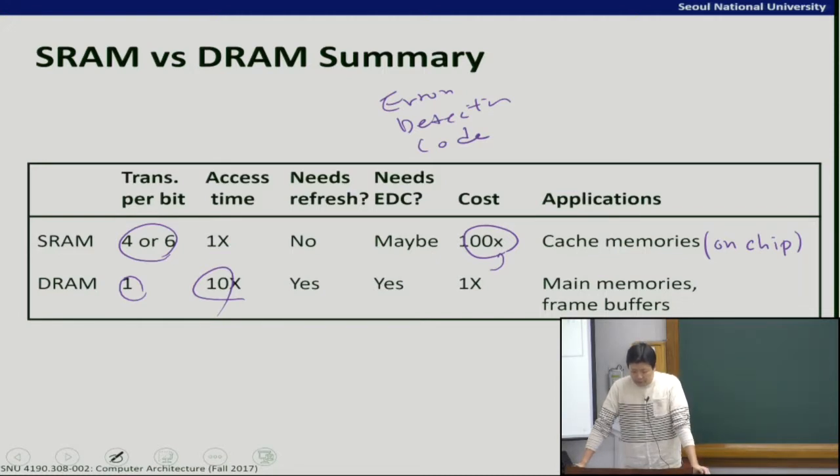We use DRAM to make main memory, and also frame buffers for video. If you have a video display module, you have a frame buffer that holds the pixel information. This also requires a lot of memory, because you need to store the values of the pixels and then display them. So that kind of frame buffer also uses DRAM.